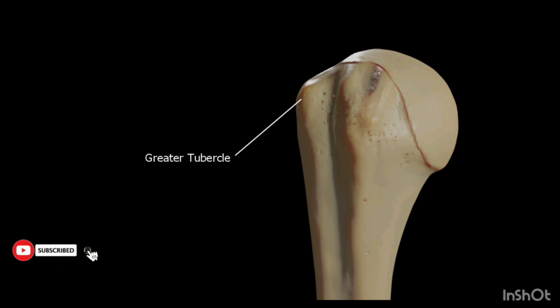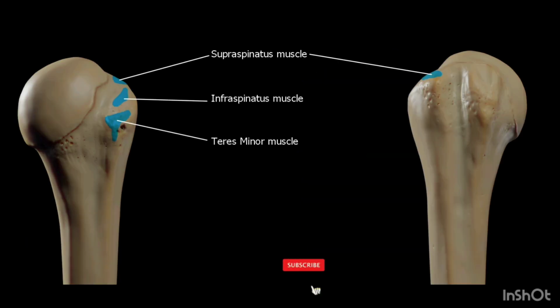The image demonstrates the attachment sites of rotator cuff muscles on the greater tubercle of the humerus. The supraspinatus attaches to the superior facet, the infraspinatus to the middle facet, and the teres minor to the inferior facet. These muscles play a key role in shoulder stability and movements such as abduction and lateral rotation. Injury to this region can compromise shoulder function.